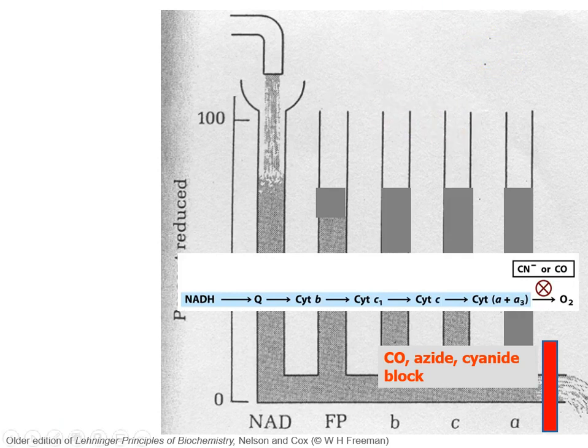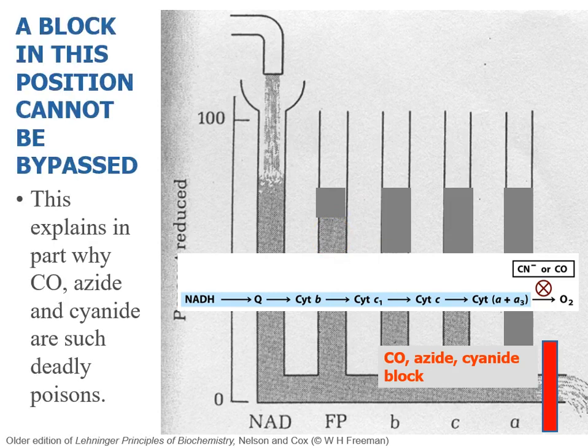The problem becomes with these substances, carbon monoxide, azide, and cyanide: they block transfer right at the end. So if I have my little diagram right here, that's the last step in complex 4, where the cytochromes A and A3 are donating electrons, and finally to oxygen to form water. So here, there really isn't a way to bypass the block.